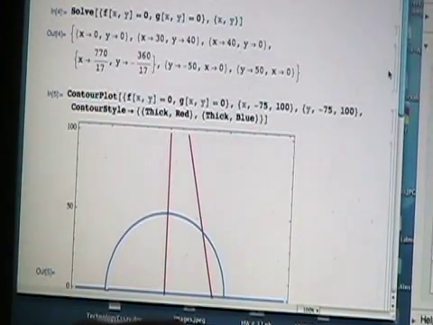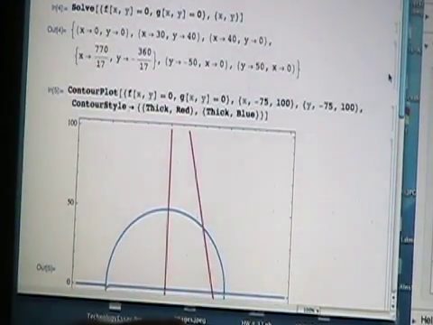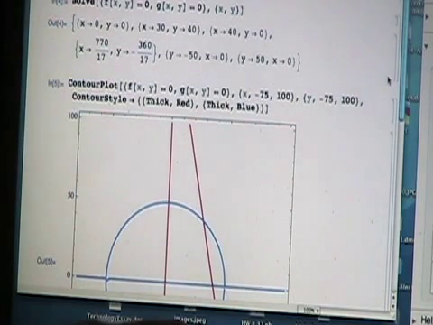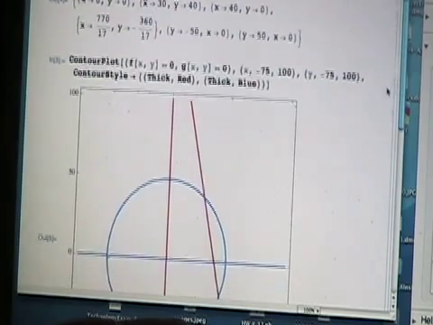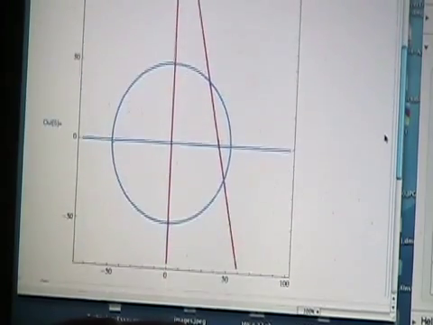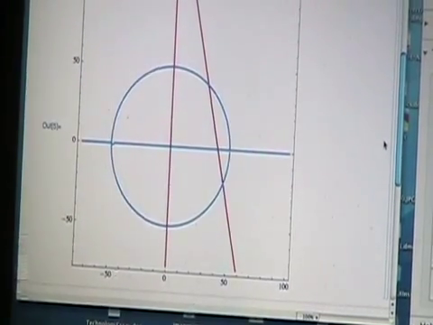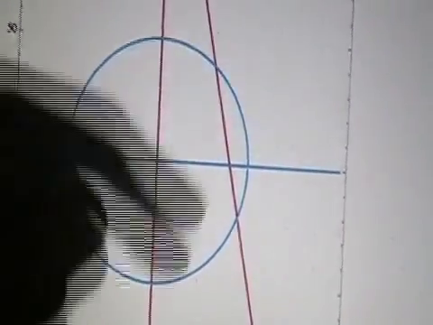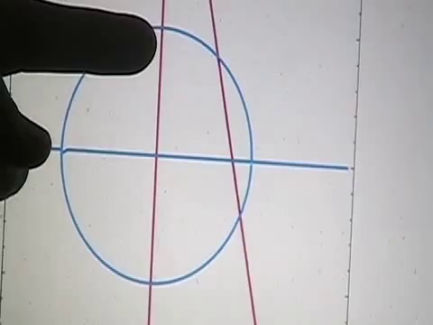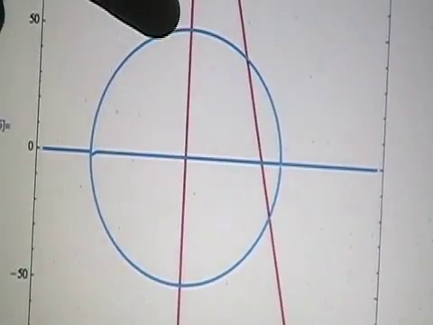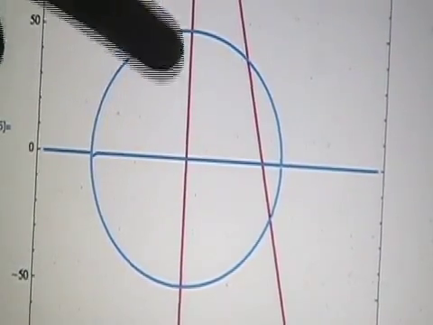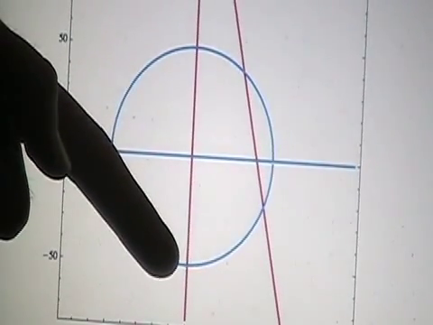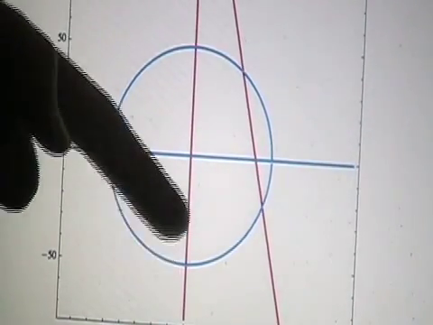Just double checking to make sure I've got everything in there right. Looks pretty good. Where red and blue cross, that's where we got equilibrium points, where dx/dt and dy/dt are both 0. So you can see, for example, right there, red and blue cross, that's the point (0, 50), which was one of the equilibria. Here's one with the negative, (0, -50). That's the second equilibrium point.